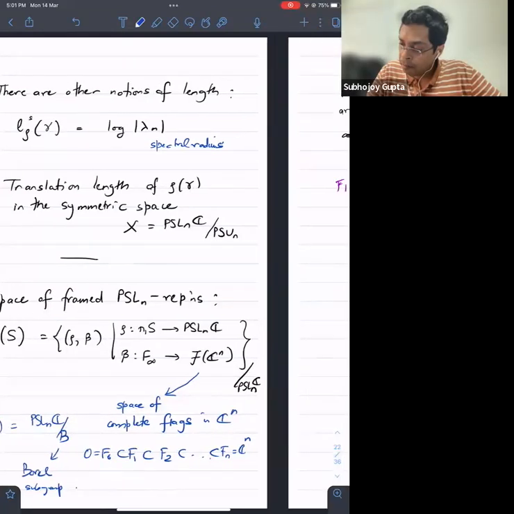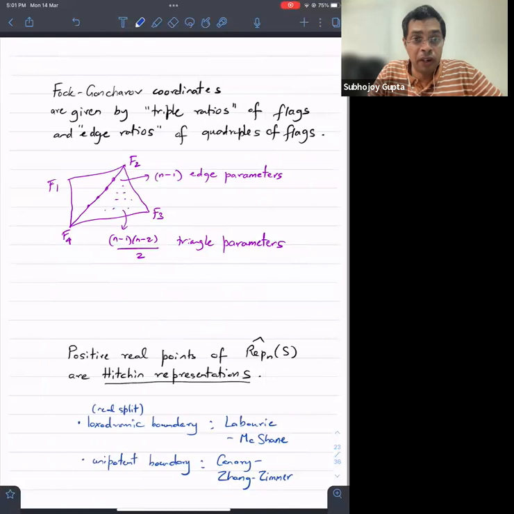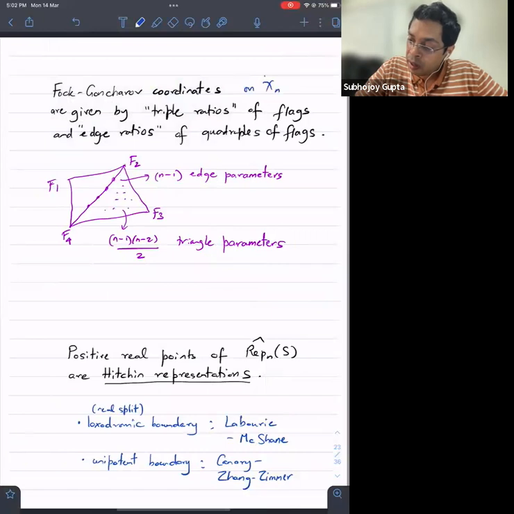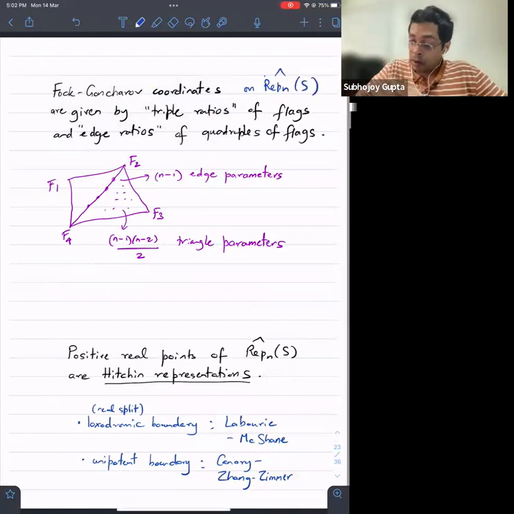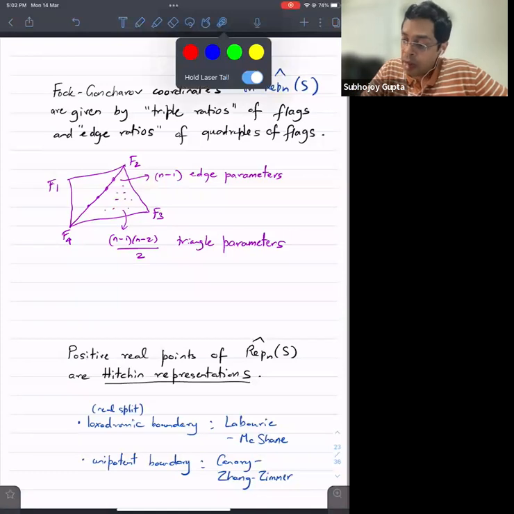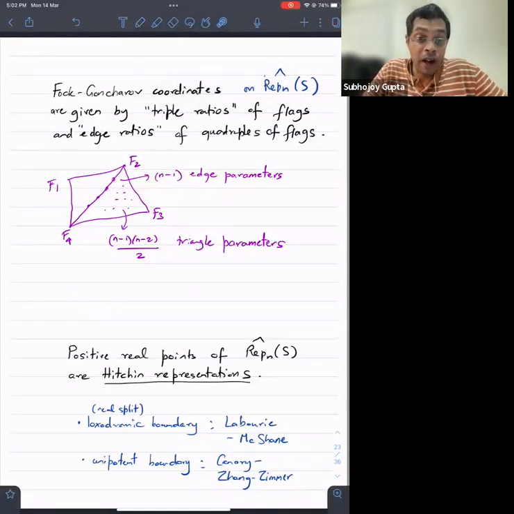Okay, so there are Fock-Goncharov coordinates for this space as well. These are Fock-Goncharov coordinates on what I was calling Rep_n hat of S. And these are given by what are called triple ratios of flags, triples of flags, and edge ratios, quadruples of flags, which are parameters associated with these ideal triangles. Now you might have parameters not just along the edges, like I've mentioned here, but also in the interior of the ideal triangles, which is different from the case of n equal to 2.